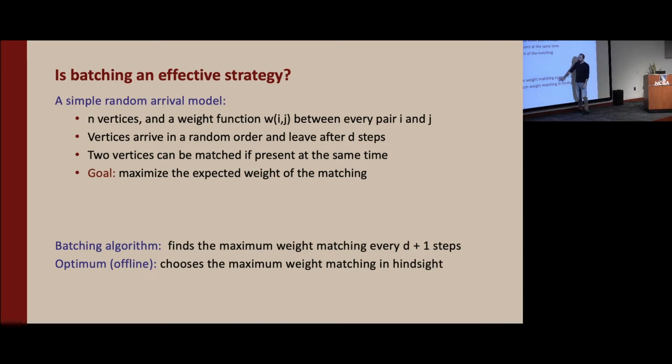You want to compare the performance of the batching algorithm with the optimum offline. This is the best matching that you can find in hindsight. You look at all the eligible pairs, you find the maximum weight matching, and you want to know how do these things compare.